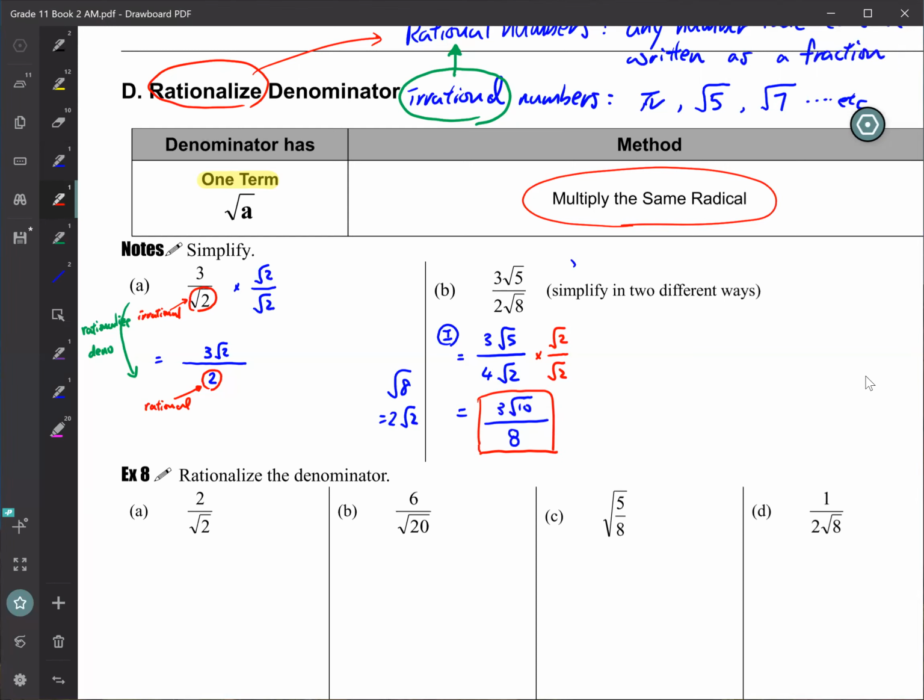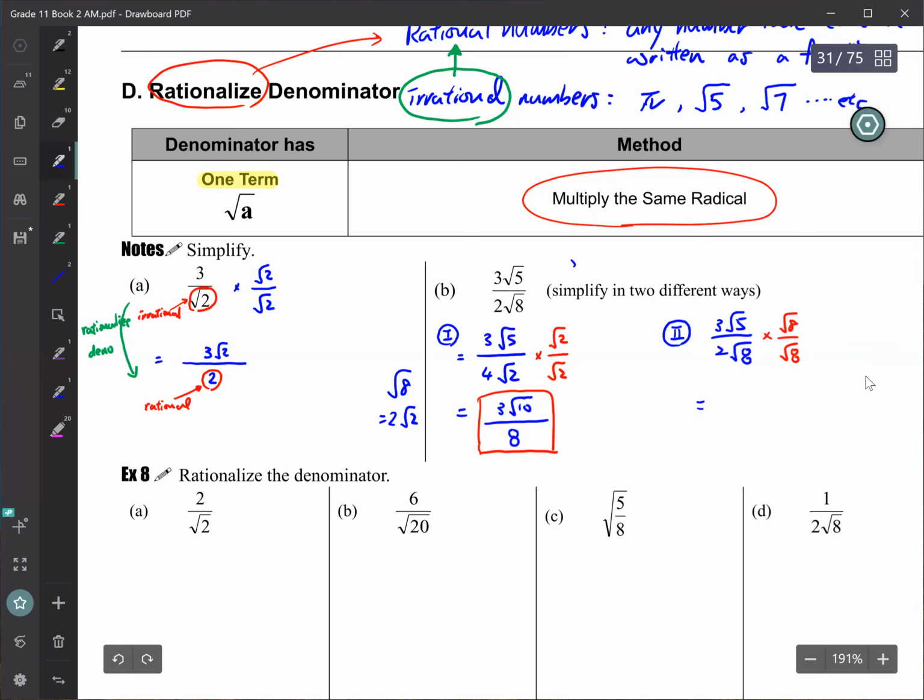Okay, so this way is you simplify first. You look at the 8, we can take something out, we do that right away. Let's say if we don't do that, let's say we just start rationalize right away. So 3 root 5 over 2 root 8. Instead of taking the pairs of 2 out, I'm going to just start by rationalize right away. So we'll multiply root 8 over root 8, because square root 8 is irrational. So let's see what difference it makes.